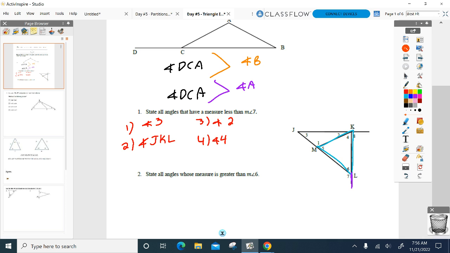Right? There's angle 7 exterior for that. We already have angle 4 down. We know it's bigger than 4. And what's the other remote interior we haven't mentioned yet? Angle 7 will also be bigger than what angle in this triangle?